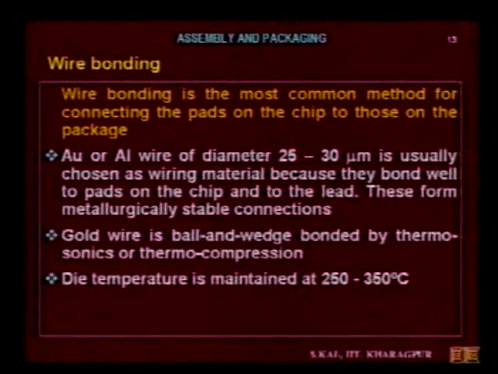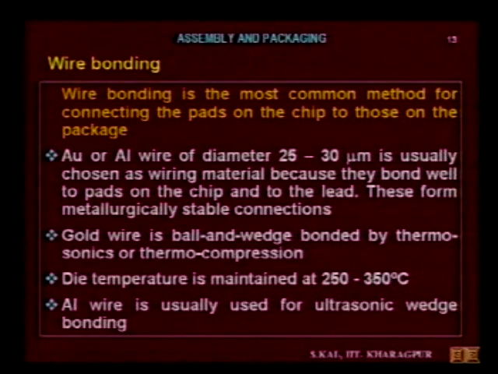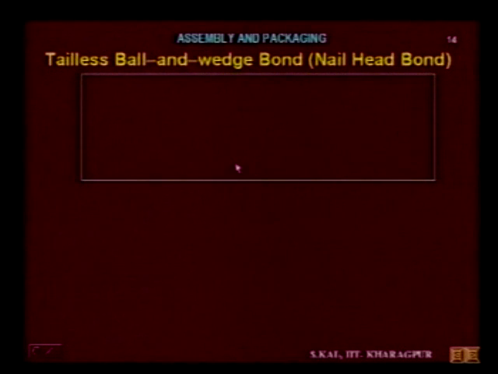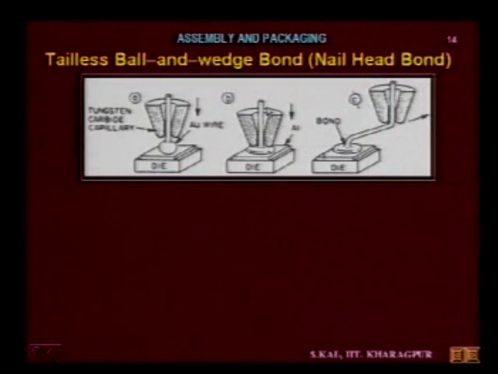Now, the die temperature is maintained at 250 to 350 degrees centigrade. Aluminum wire is usually used for ultrasonic wedge bonding, but gold wire is used for ball and wedge bonded technique. Now, let us discuss a little bit in detail the ball and wedge bond technique.